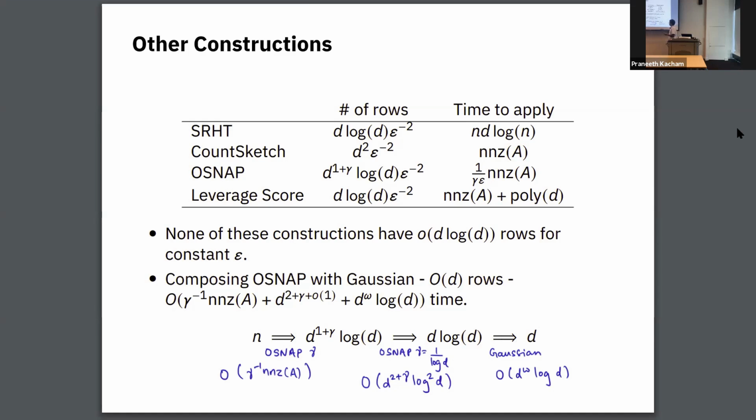Okay, so what we now have is in time like nnz(A) plus d to the say 2.1 plus some little o of 1 plus d to the omega log d time, you can get to d rows for a subspace embedding. But you want to do faster than d to the omega log d. For many problems, d to the omega is like the fastest time you can perform it. And we want to eliminate this log d factor for many of the problems. So we want the construction of subspace embedding to take less than d to the omega time.